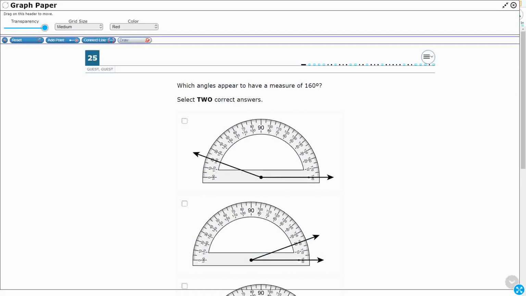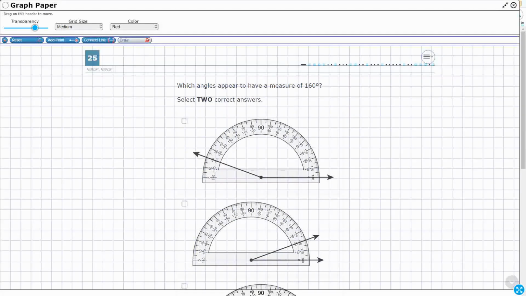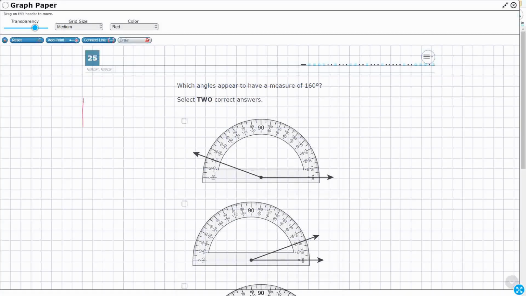We should know that a 90-degree angle is perpendicular lines, right? So we'll call that 90 degrees right here. If we extend it all the way out like this, right, that's 180 degrees. That's a flat angle, okay? So my 160 is going to be just a little bit below that 180. So that's going to be about my 160. So it's going to be pretty big.